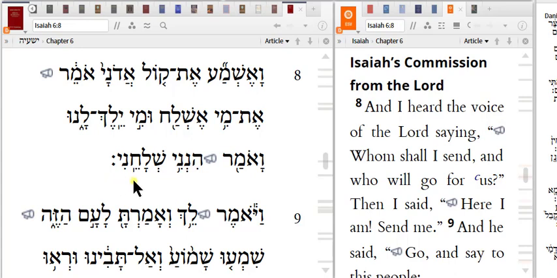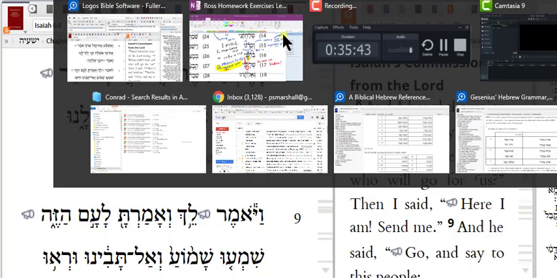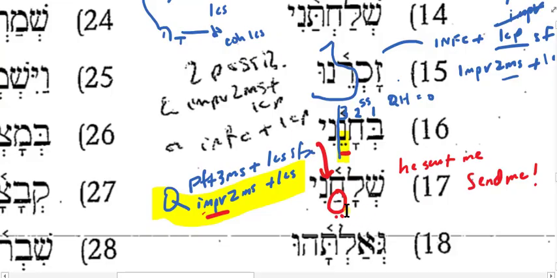Shalacheni. There it is. See the sere, the I-class vowel? Shalacheni, send me. And again, compare that with what we just saw. Shalachani. He sent. Past. Perfect. He sent me. Okay. Good. It's fun to see this stuff in the real Hebrew Bible, isn't it?